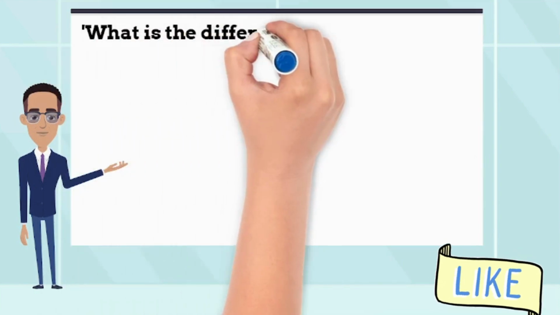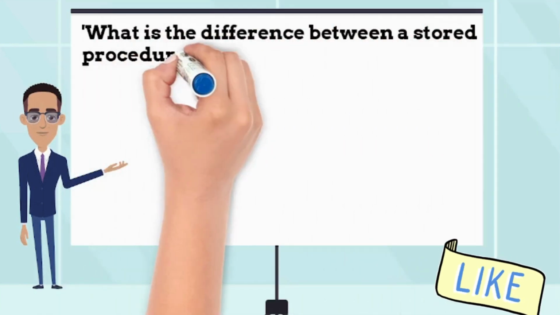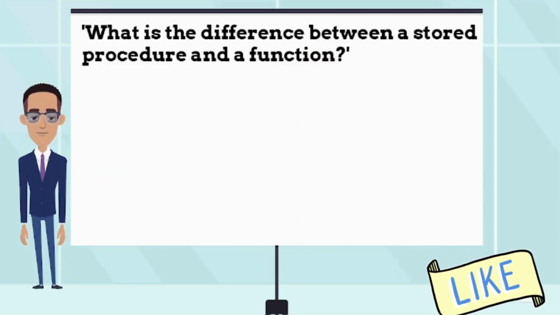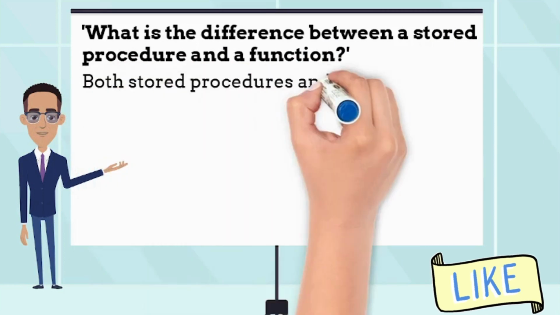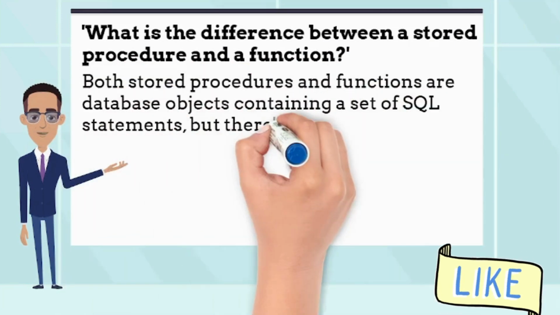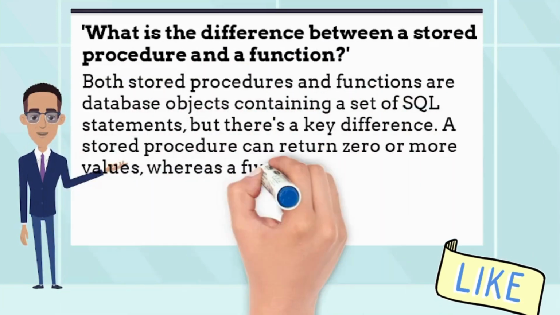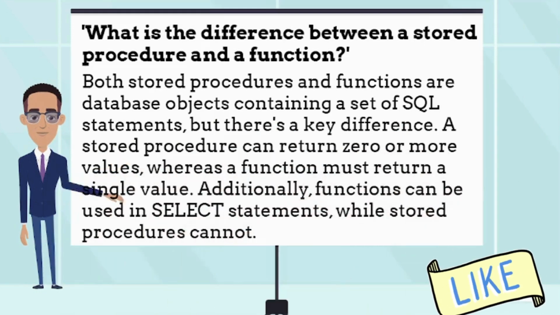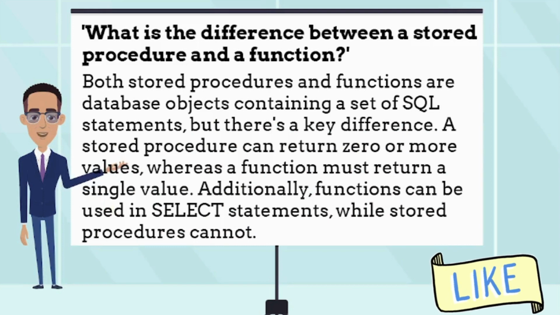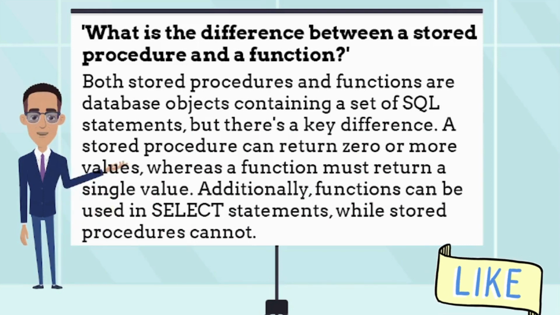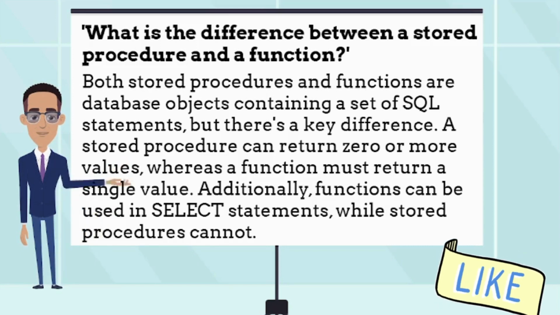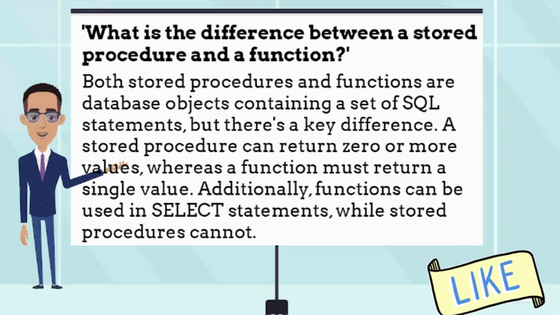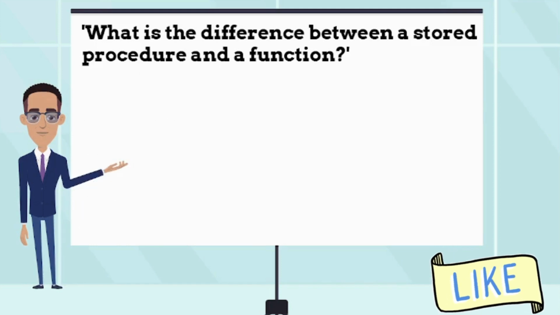Last but not least, what is the difference between a stored procedure and a function? This question tests your understanding of the different types of database objects and their purposes. Answer is, both stored procedures and functions are database objects containing a set of SQL statements, but there's a key difference. A stored procedure can return 0 or more values, whereas a function must return a single value. Additionally, functions can be used in select statements, while stored procedures cannot. Knowing when to use each is crucial for effective database programming.